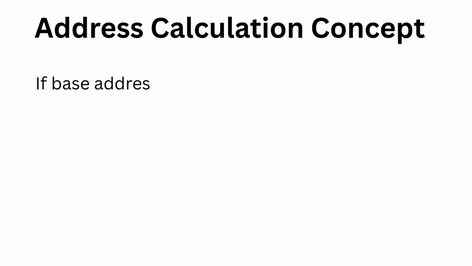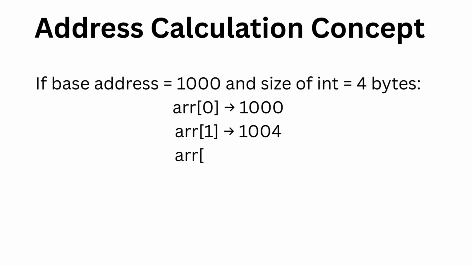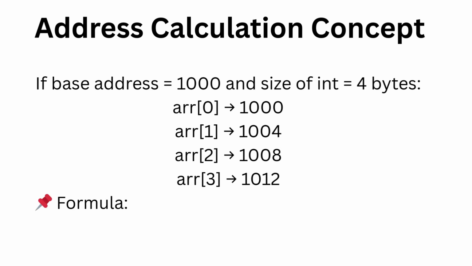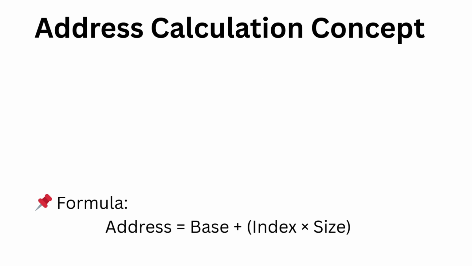If we know the base address and the data type of the array, we can easily calculate the memory address of the array for each position. So the formula is: address is equal to base plus index times size. We can get the address of array[0] to array[3].